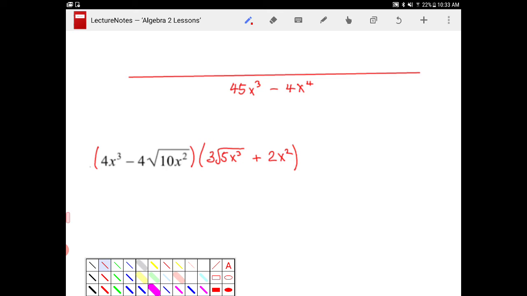So what will I end up with as a result? I will end up with 12x to the third radical 5x to the third, and then plus 8x to the fifth, and then minus 12 radical 50x to the fifth, and minus 8x squared radical 10x squared.